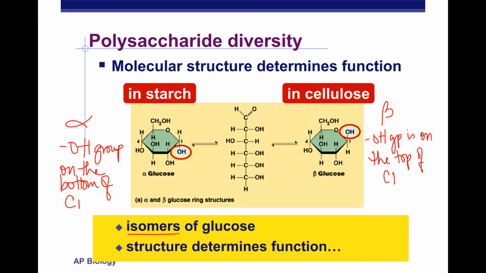Now, these two are called isomers of each other. They're isomers of glucose because they're both types of glucose, but there's a slight difference because of where that OH group is found. Why do we care so much? Because the alpha glucose formation is what we find in starch, and the beta glucose formation is what we find in cellulose. Again, why do we care so much? Well, most animals are very capable of digesting starch and almost incapable of digesting cellulose, and it's because of the location of the OH group.